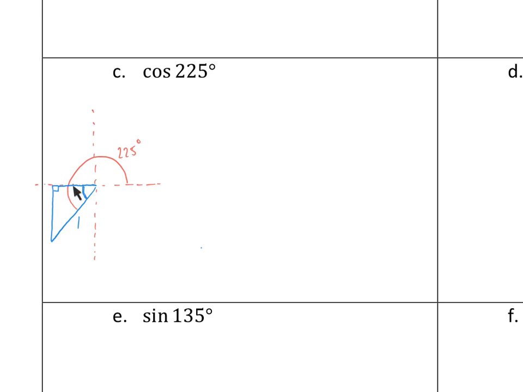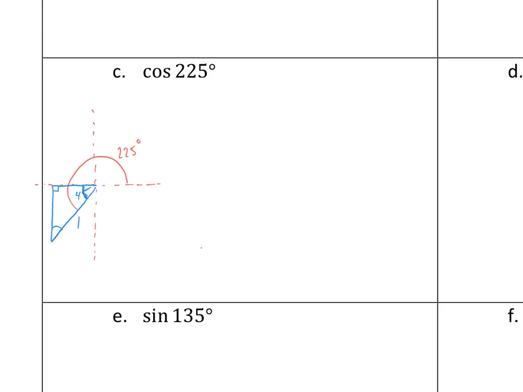If we've gone past 180 degrees, what I want to know now is how much further did we go to get to 225? So I guess the question we're really asking here is, what is 225 minus 180? And the answer is 45 degrees. So that's a 45 degree angle. And if that's 45 degrees, then so is this. So we've got ourselves a 45, 45, 90 triangle.